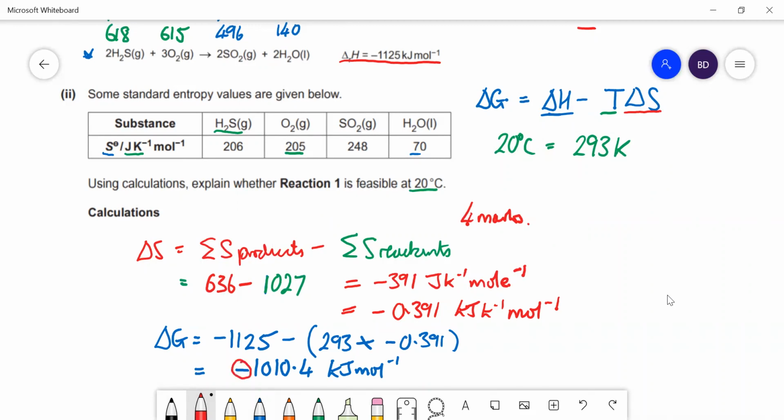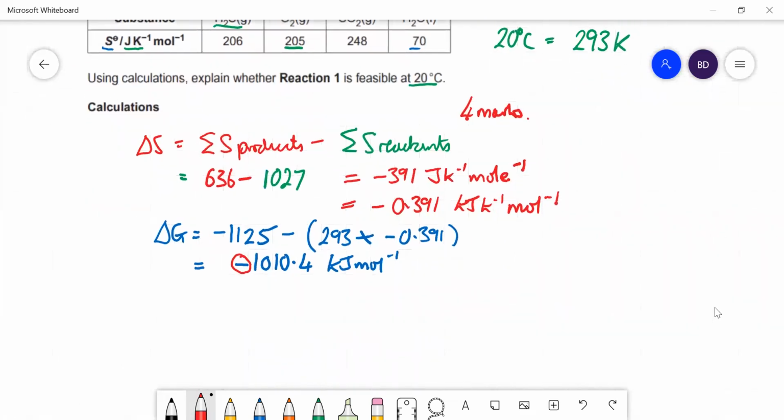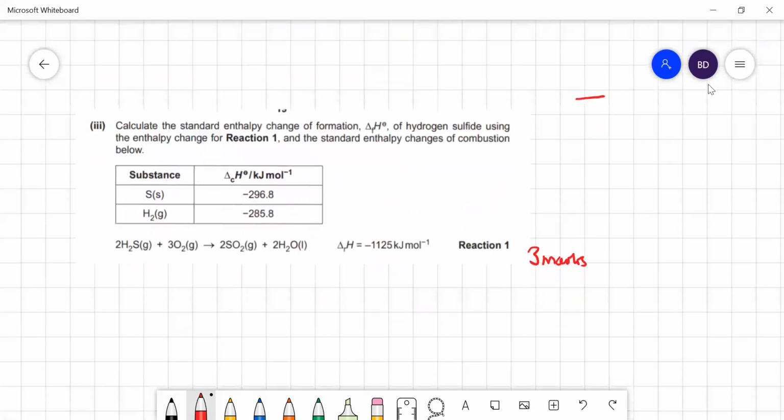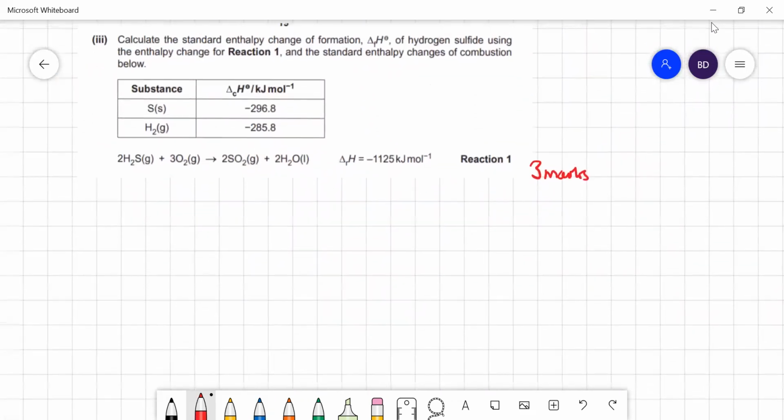Right, so the reaction is feasible because delta G is pretty negative. Okay, so the reaction is feasible at 20 degrees C. Okay, now this is a bit of a tricky question.